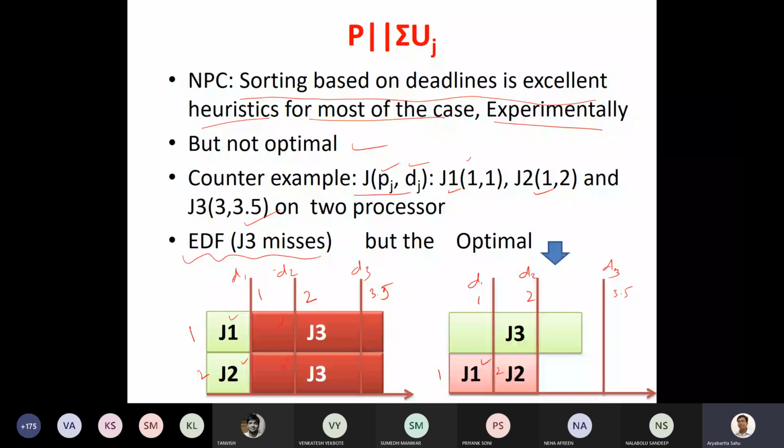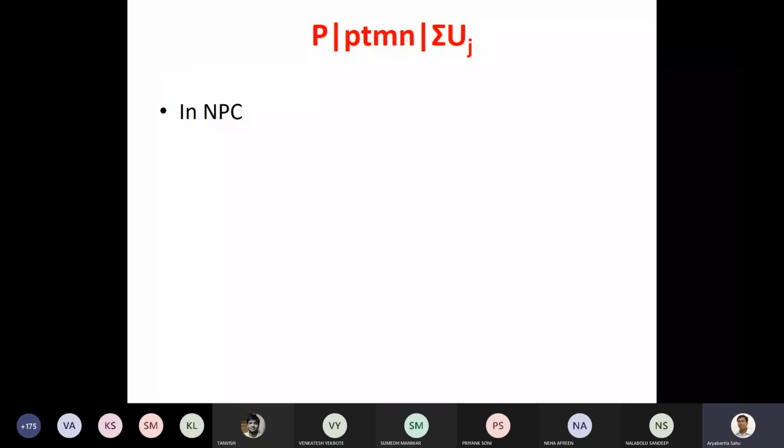Okay, so let's move towards another one. Can I say with preemptions it is solvable? Suppose you allow preemptions. With preemption it is also a very difficult problem. If you allow preemptions, it is still a very difficult problem.